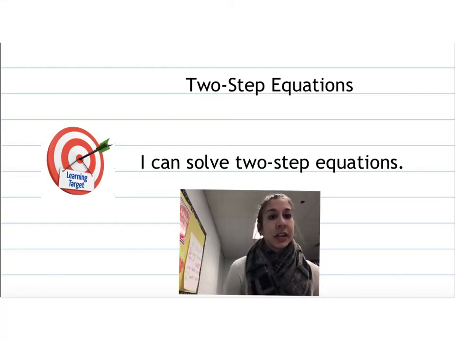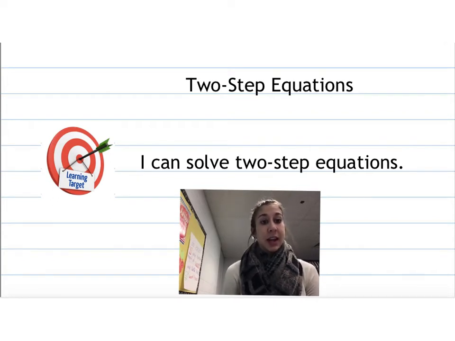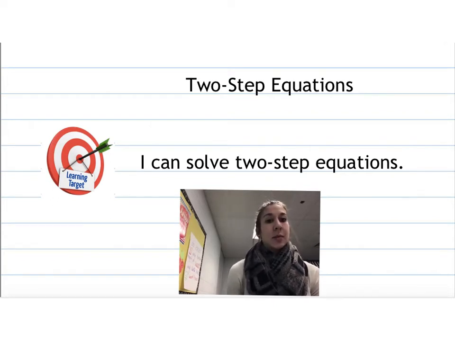Hello, sixth graders. Today we are looking at solving two-step equations. The learning target we need to write down is I can solve two-step equations, either taking notes in your notebook or on the notes template.